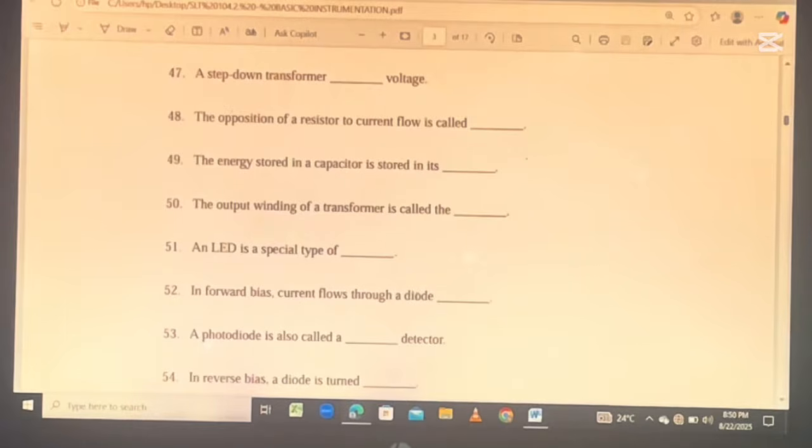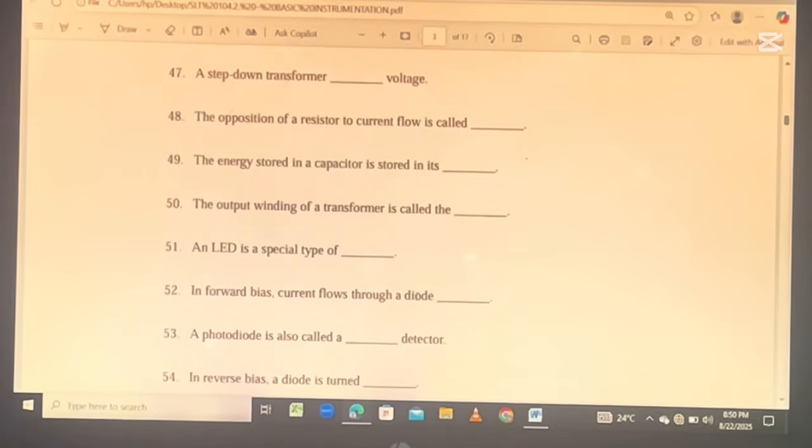All right. So now the next question, number 51, an LED is a special type of diode. Number 52, in forward bias, current flows through a diode dash. Okay, so in forward bias, current flows through a diode in the forward direction. If it's reverse bias, current flows through a diode in the reverse direction. So forward bias is forward direction, and reverse bias is reverse direction.